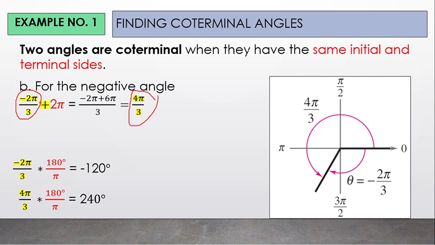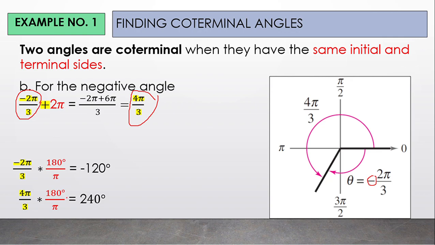So, tingnan natin dito sa drawing. So, eto si 4 pi over 3 natin. And then, eto si negative 2 pi over 3. So, bakit naging clockwise? Kasi negative yung sign natin. So, parehas ulit sila ng initial and then parehas sila ng terminal. So, sila ay coterminal angles.